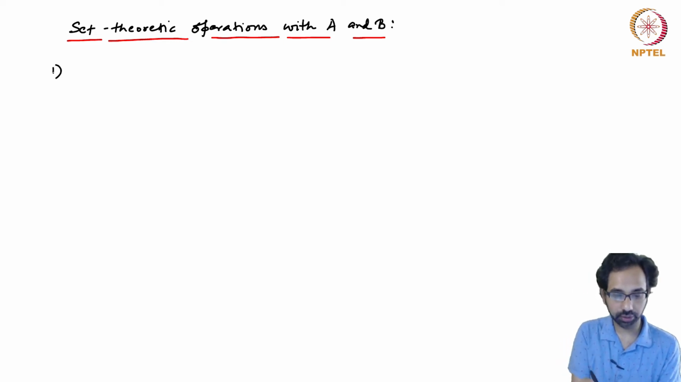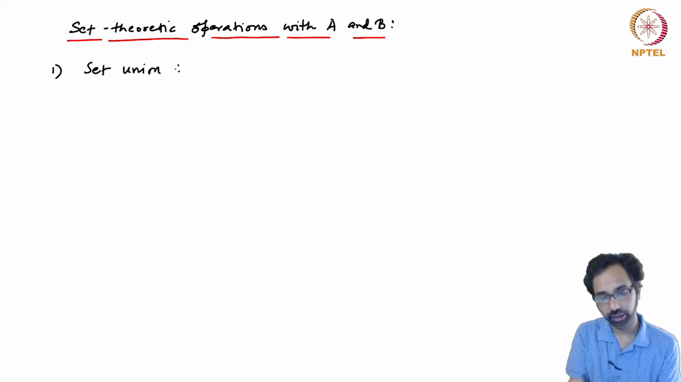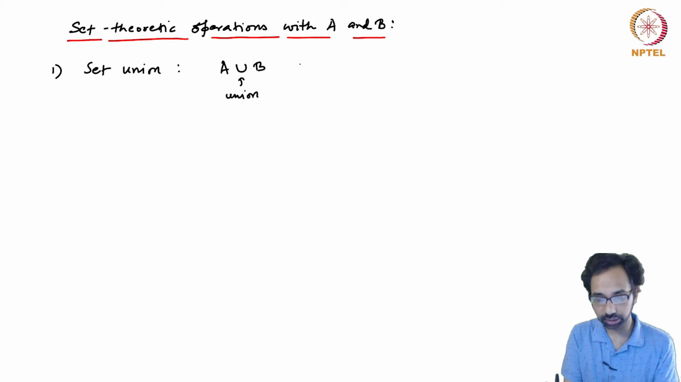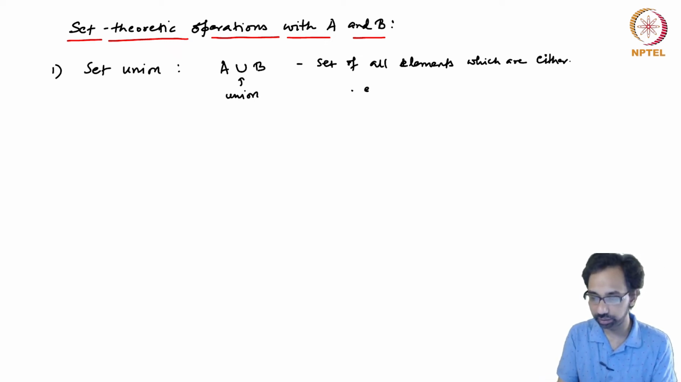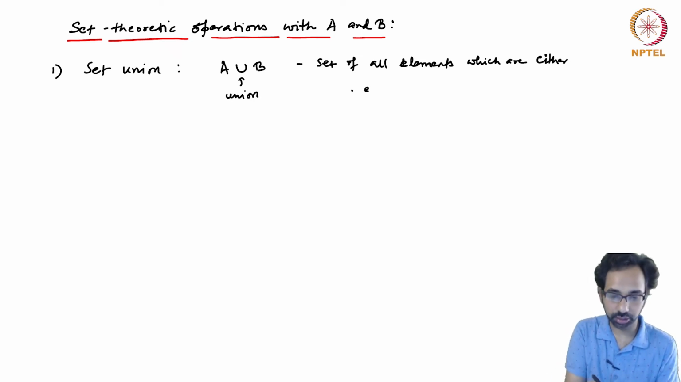Now let's go back to the set theoretic operations with these two sets A and B. The first one we will consider is set union, or simply union, and this is denoted A union B. This is the notation for union, and it just means the set of all elements which satisfy either of these three conditions. There are three conditions.